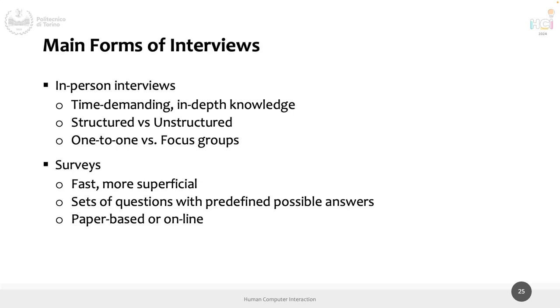And then there are surveys that are just structured questions. They are fast with respect to interviews, but more superficial because they are totally structured. The questions are simpler than in in-person interviews. Most of the time you have predefined possible answers for every question, so there is not much flexibility for people to talk. And this could be paper-based or online, like an online questionnaire.